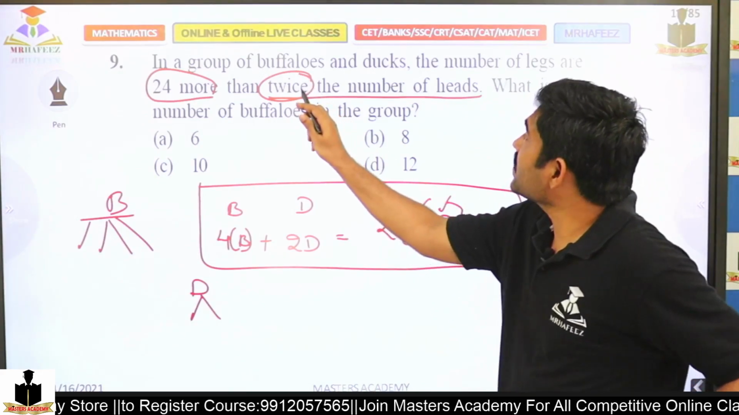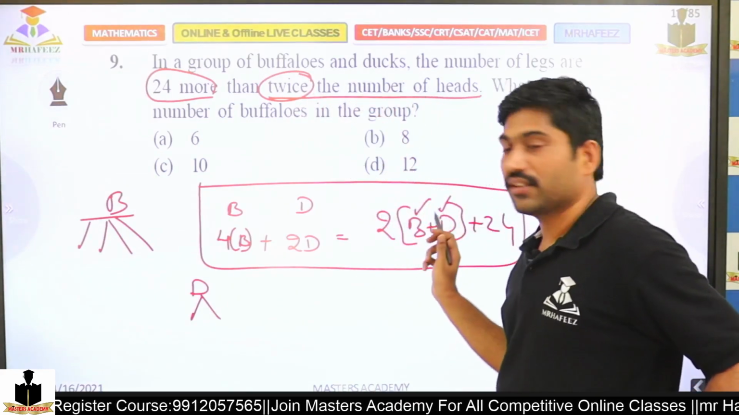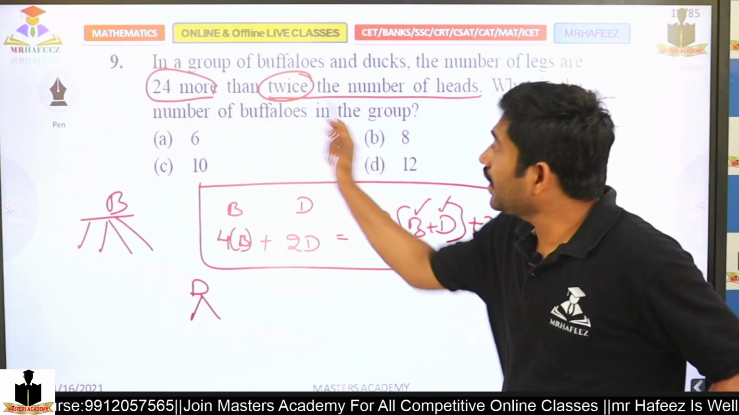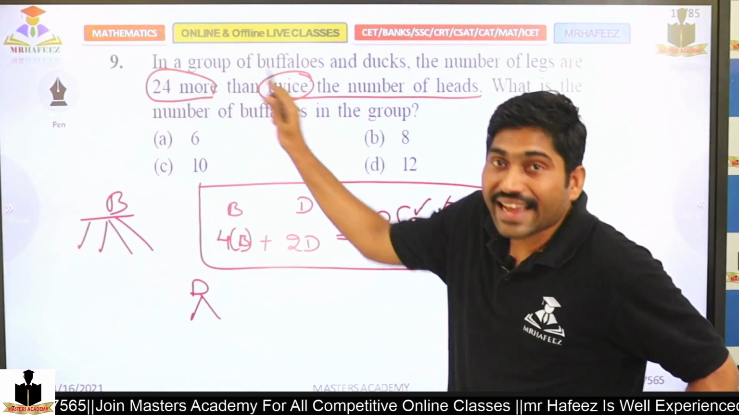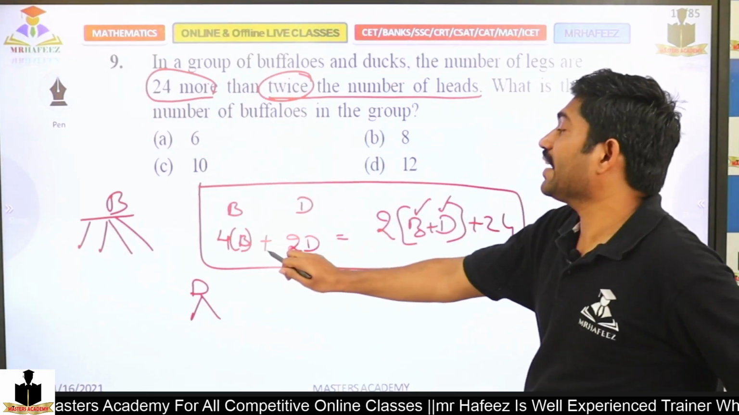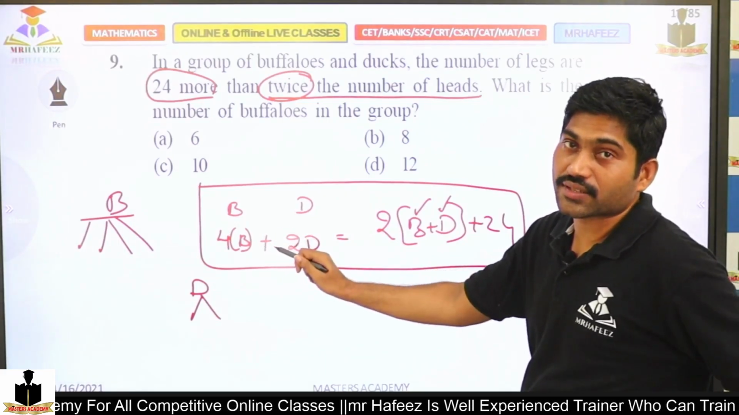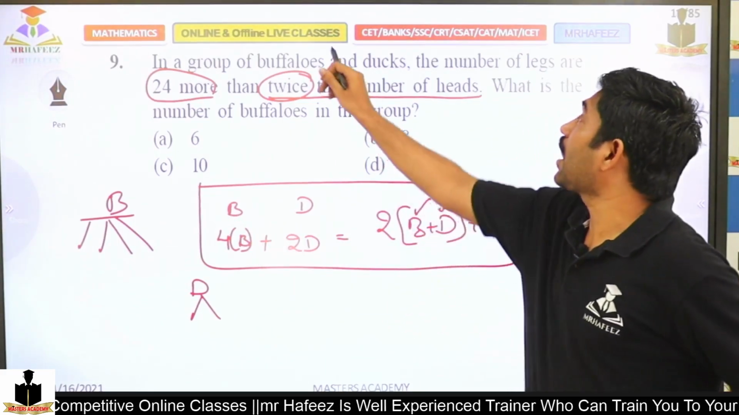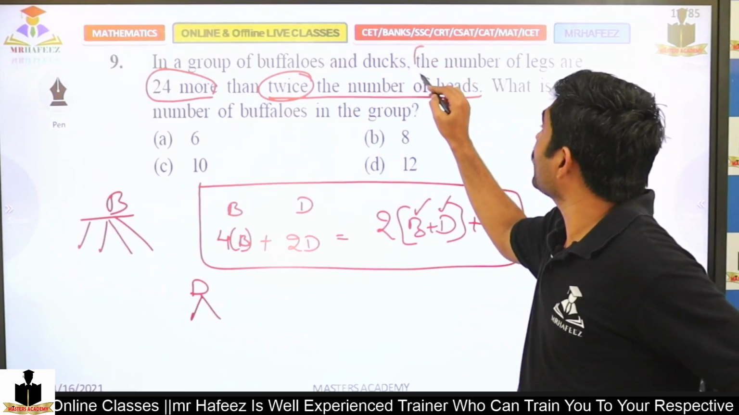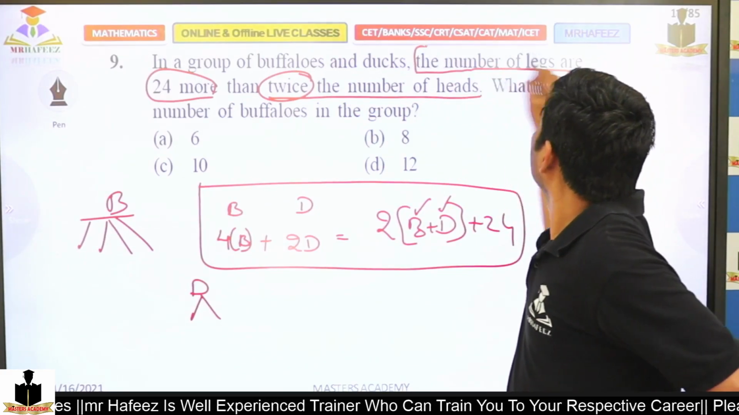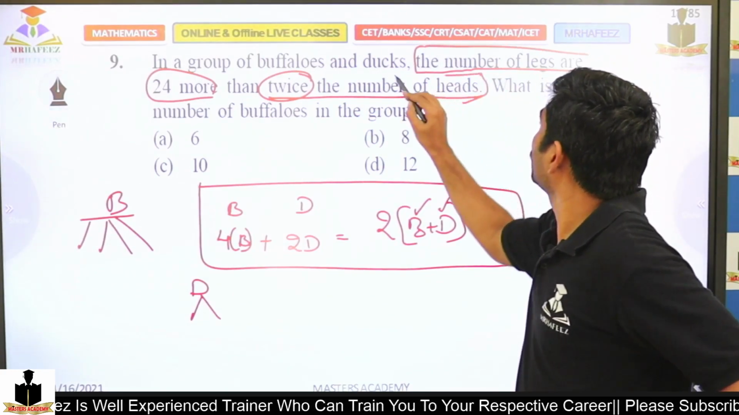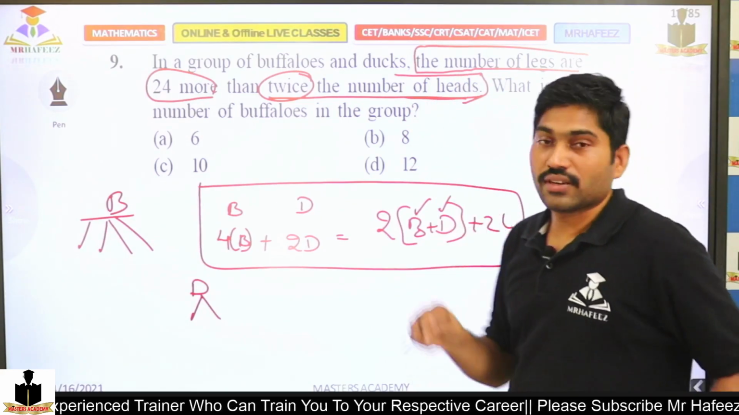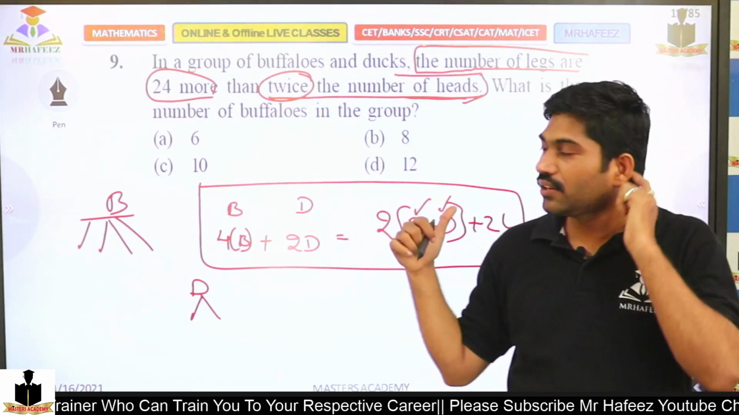So, twice the number of heads, that means 2 times that, and 24 more, plus 24, I can get the number of legs. So this is the equation. According to this, from here to here, from here to there, based on that I have formed the equation.